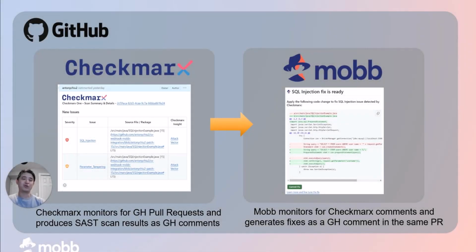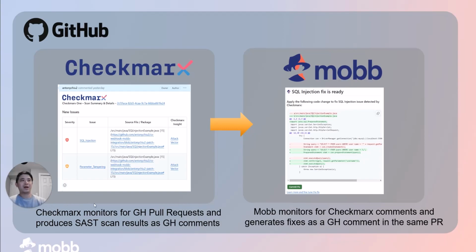Hi there. In this tutorial, we're going to be looking at how to set up Checkmarx One and Mobb within your GitHub environment so that we can quickly find issues and remediate issues all within the context of a pull request. So the idea here is that within my GitHub project, I want to be able to have Checkmarx One monitor for my pull requests and scan for potential issues using the SAST engine.